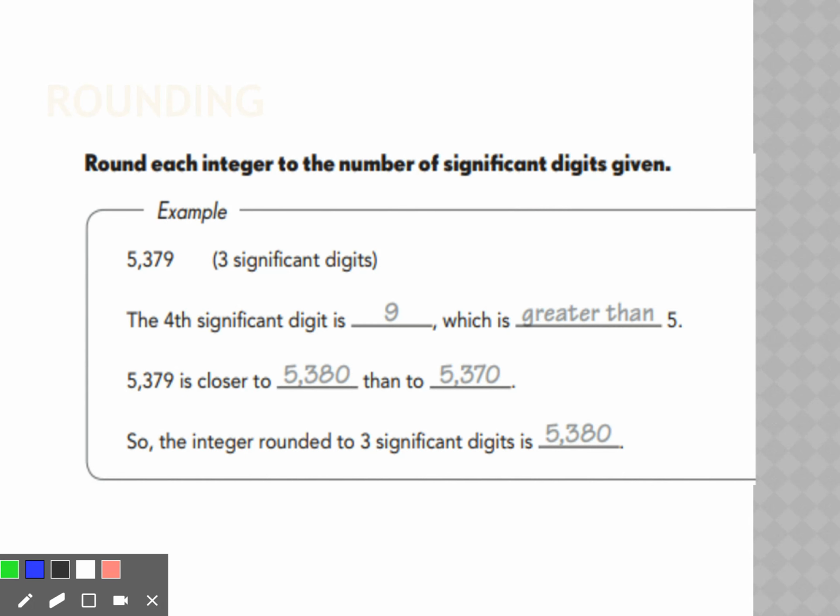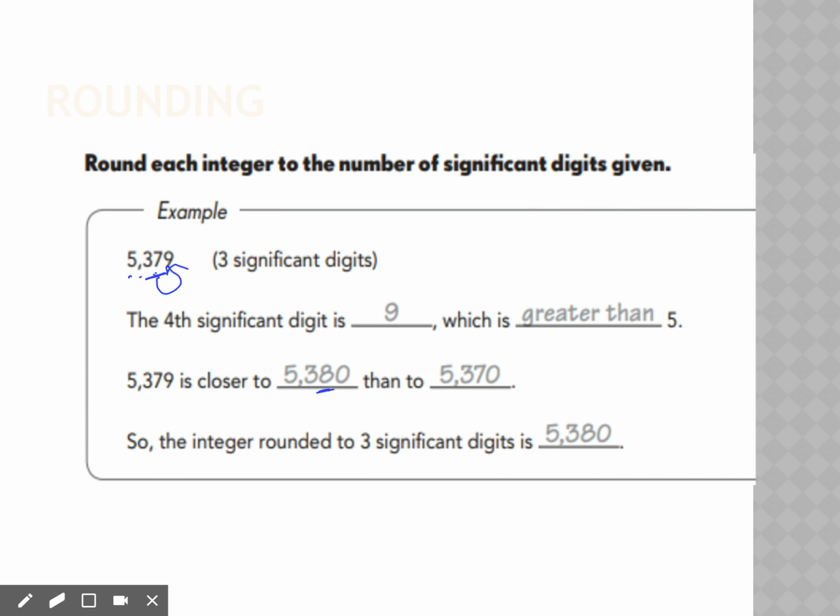So we're always going to start at the left. 1, 2, 3. So we want to round it to the tens place. Here it says the fourth significant digit is 9, which is correct. Because 9 is greater than 5, it tells us to raise up our third significant digit. So from 7, we round up to 8, and everything after becomes a 0.